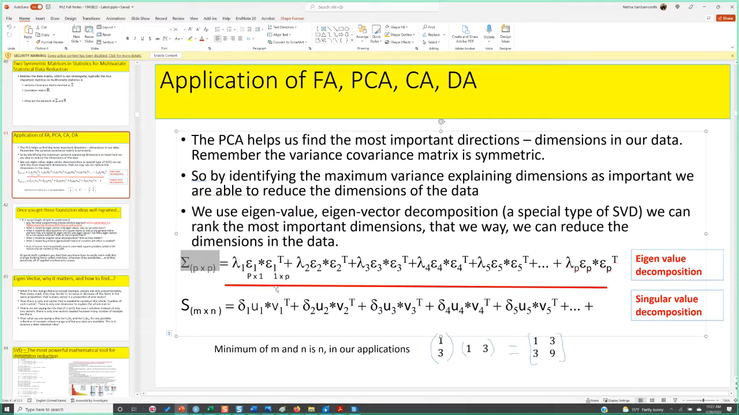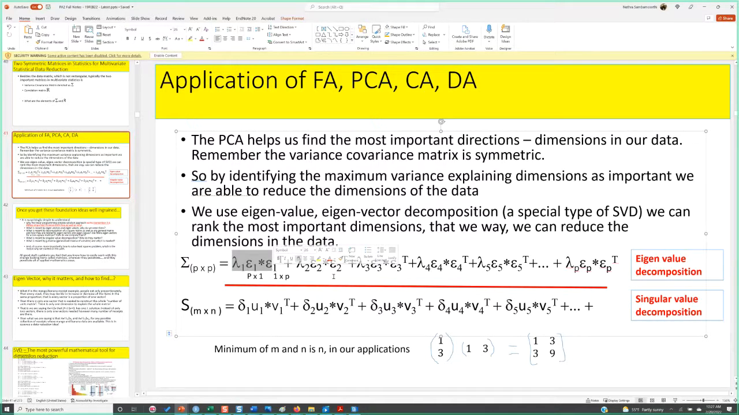What is the advantage? I am able to rewrite the total variance in the new coordinate system. And interestingly, I can rearrange where the maximum contribution is coming from, because all the lambdas are positive. The highest one will have the maximum contribution in that direction, because these are all perpendicular directions, right?